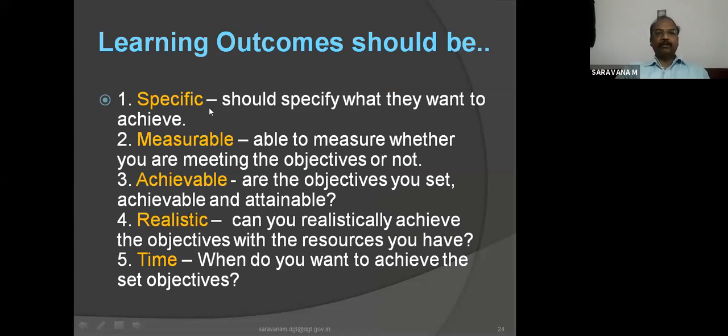And you see, when you write the learning outcomes, it should be specific, it should be measurable, it should be achievable, it should be realistic, and it should be time bound. So this is the SMART approach: specific, measurable, achievable, realistic, and time bound.